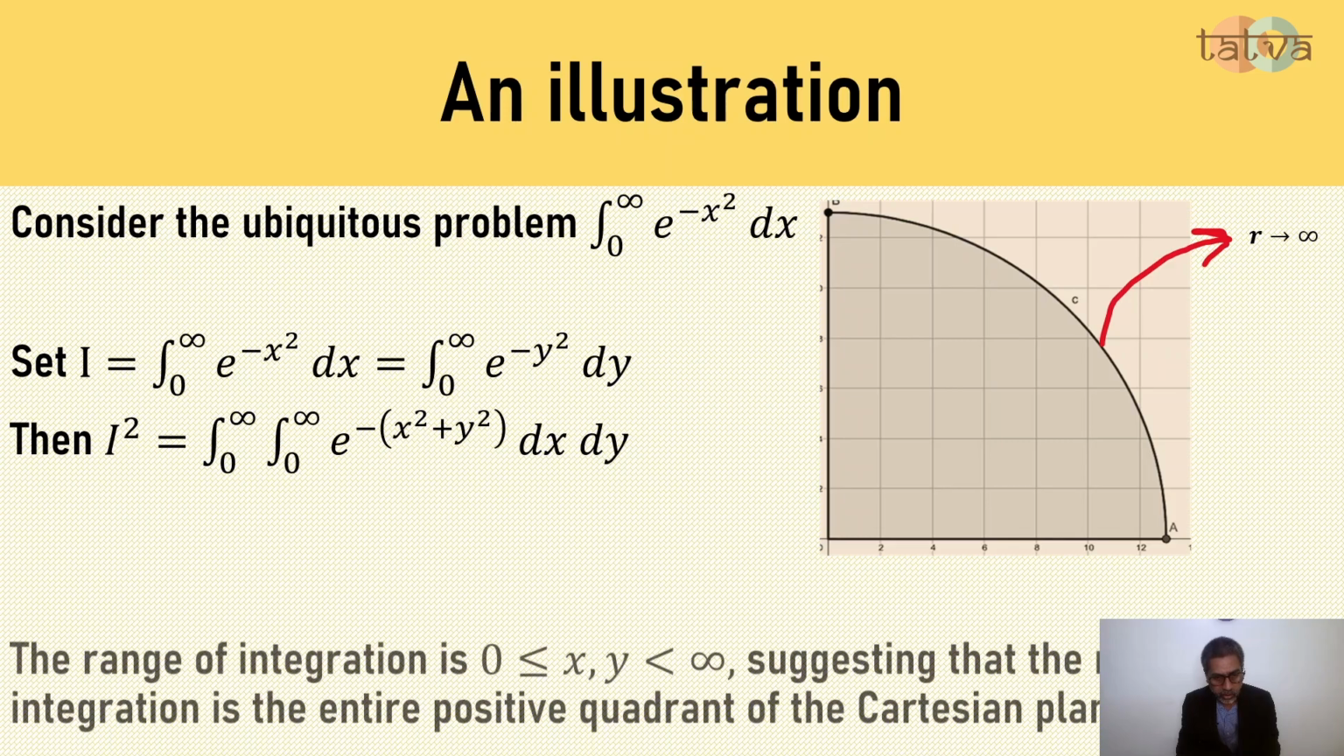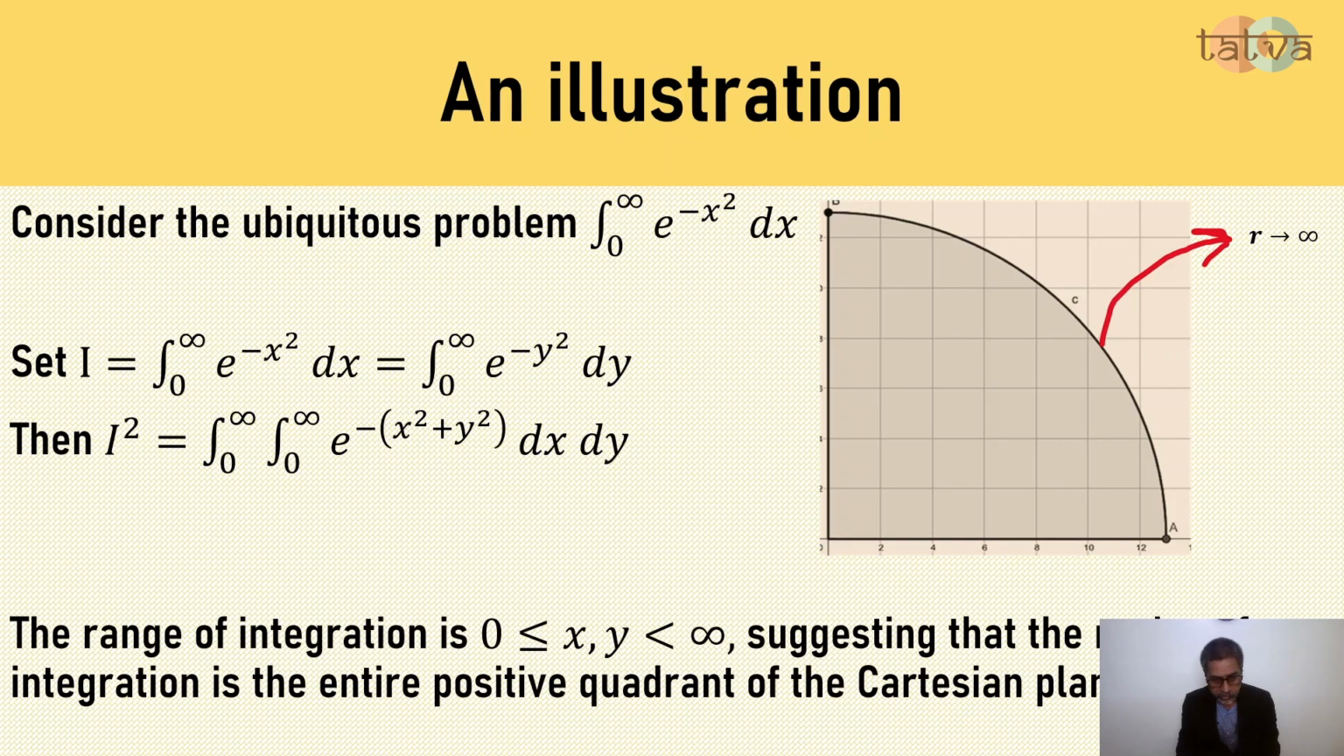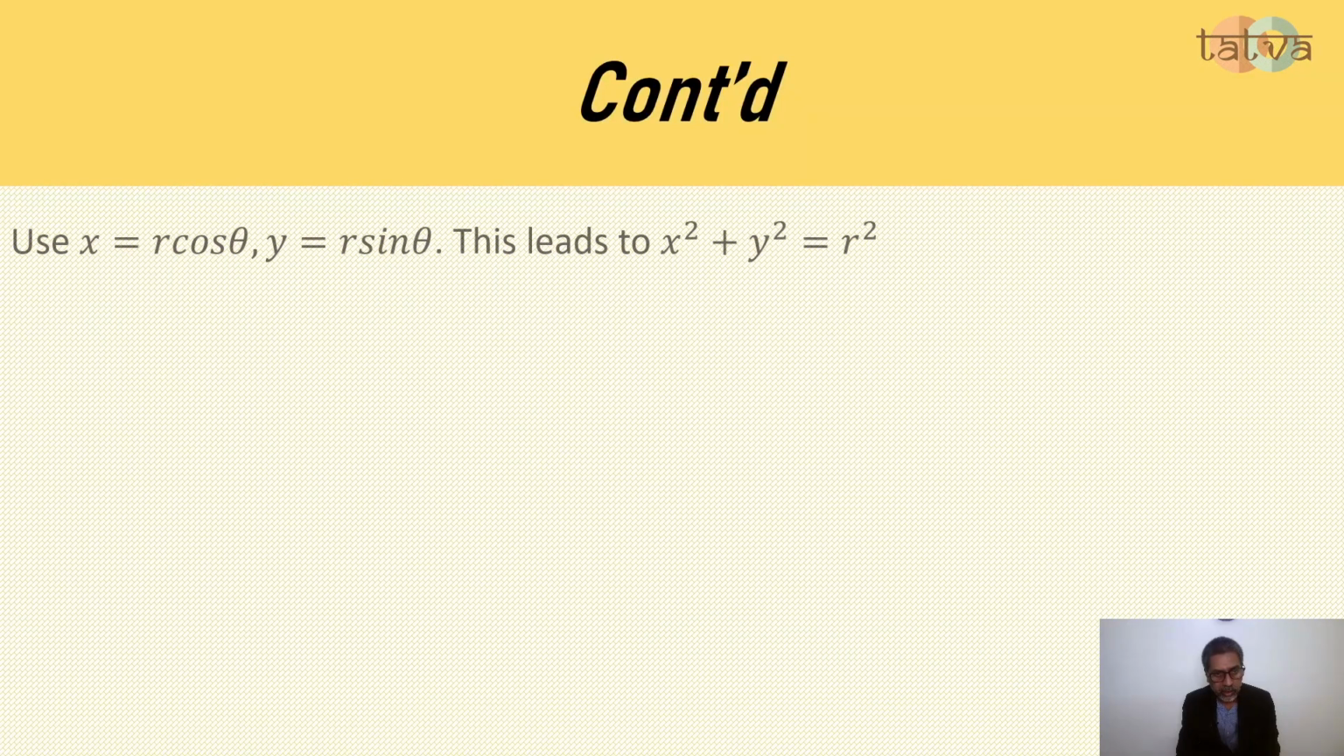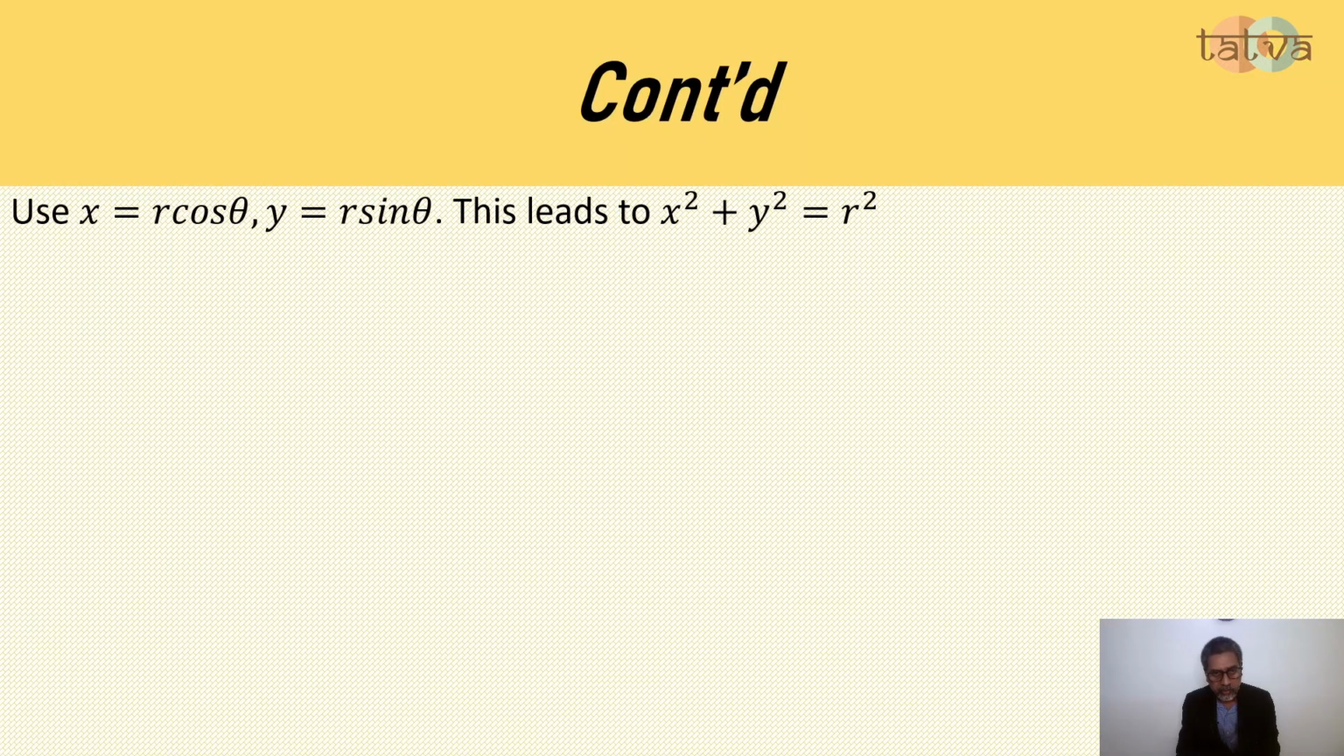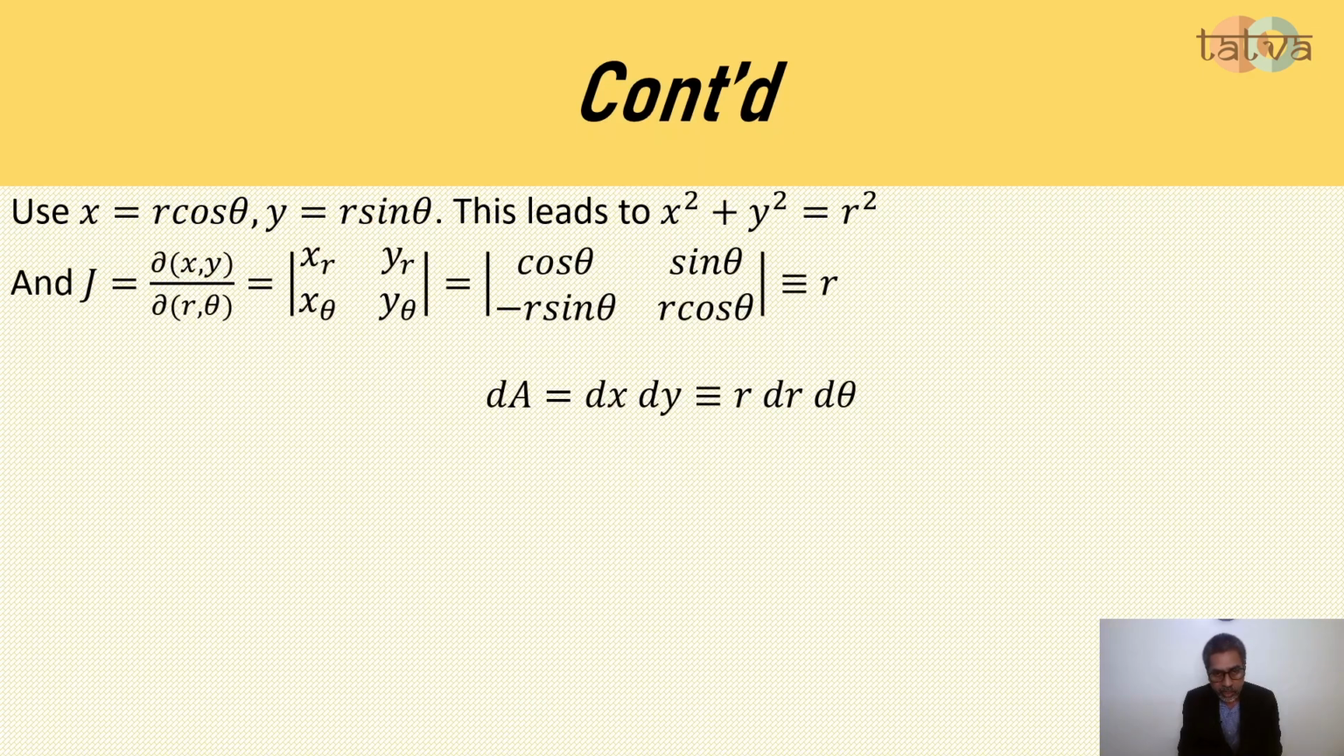And you know, that is a very appropriate situation to transform to polar. So I'm using the transformation equations, x is equal to r cos theta, y is equal to r sin theta. That leads to x square plus y square is equal to r square. The Jacobian is r, which all of you are aware of. Therefore, the area element dA is equal to dx dy in Cartesian, but we are not able to crack that problem in Cartesian, so we'll try to put it into polar and call dA as r dr d theta.